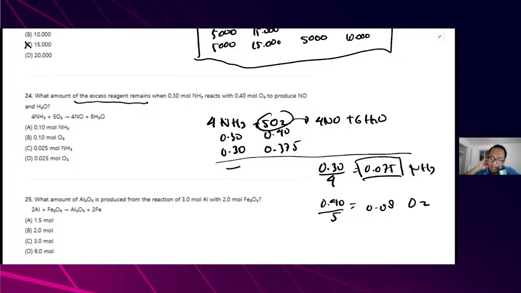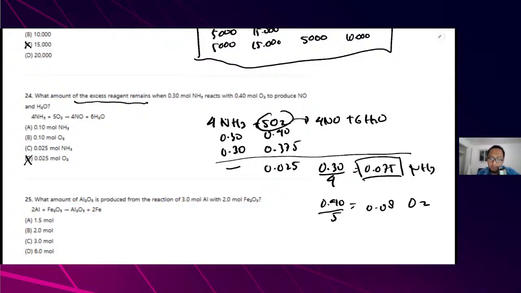And then how about the O2? O2 still has some, 0.025. Which one is it for? It is for O2, so the answer will be D. It is very easy if we know the concept of how to solve this problem.